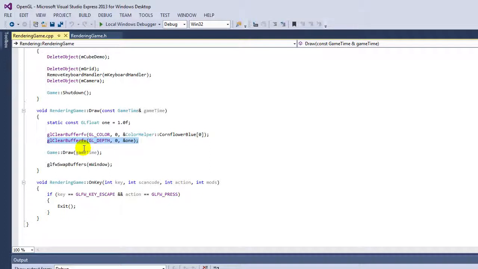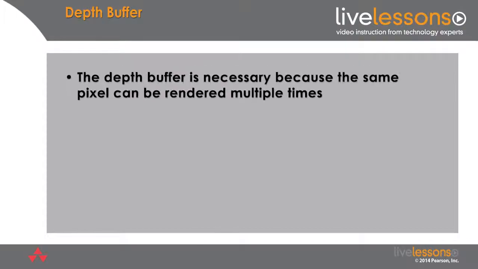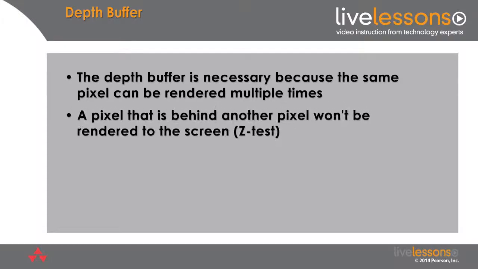Now, I had mentioned the depth buffer before, but I want to focus a little bit on it now. The depth buffer is necessary because the same pixel can be rendered multiple times in a scene, in a single draw call or in multiple draw calls. The way that the depth buffer works is that objects or pixels that are behind another pixel won't be rendered to the screen. They'll be culled. That's the Z test, right? The culling test, the depth test.